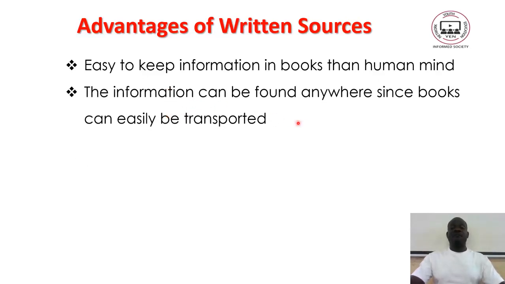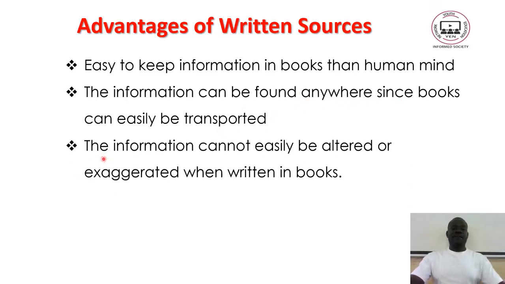The information can be found anywhere since books can easily be transported. Information cannot easily be altered, changed or exaggerated, that is, amplified, adding more sugar so that it sounds good. So the information cannot easily be altered or exaggerated when written in books. In books, usually information is written just as it had happened.